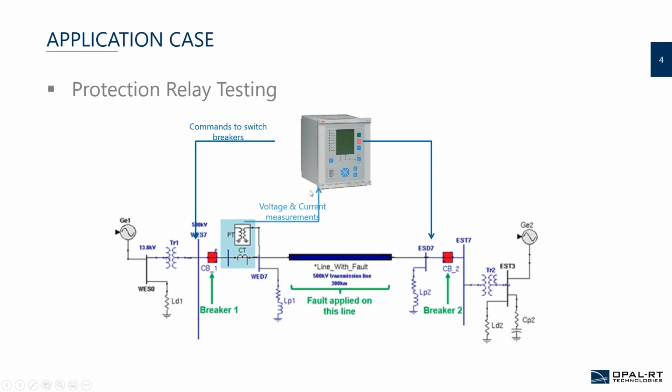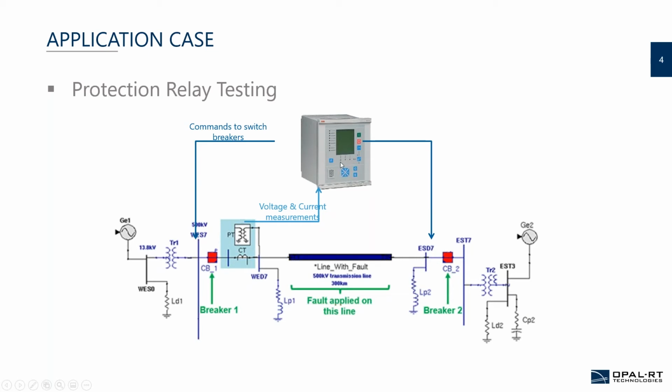If there is a fault, it means that I will have, for example, a high value of current, and then the relay will detect that I have a fault and will send a digital command to the breaker in order to open the line.